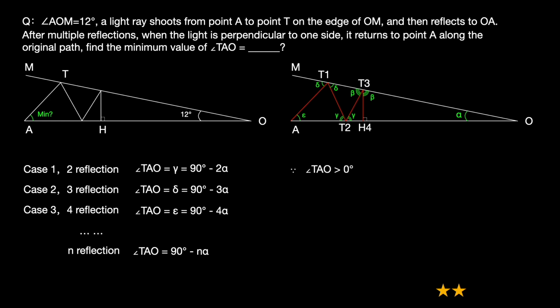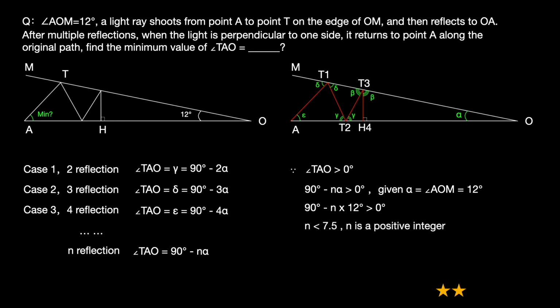Here's the key step. For the light to reach OM, the angle TAO must be greater than 0 degrees. So we get the inequality, 90 degrees minus n alpha is greater than 0 degrees. It is known that alpha, the angle AOM, is equal to 12 degrees. So 90 degrees minus n times 12 degrees is greater than 0 degrees, and the solution is that n is less than 7.5, and n is a positive integer. So the maximum value of n is equal to 7. The minimum value of angle TAO is 90 degrees minus 7 times 12 degrees, which equals 6 degrees. Now we finally get the answer.